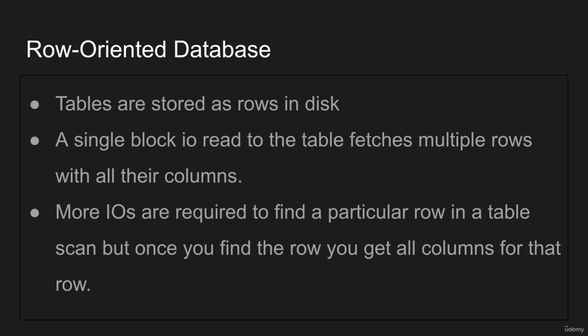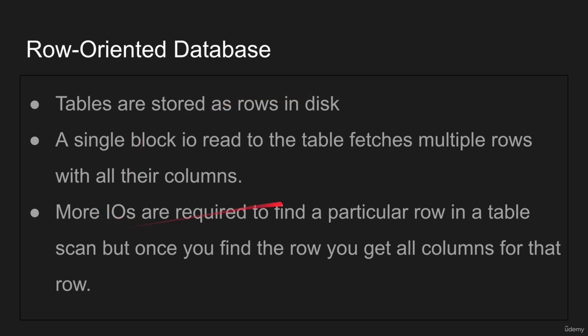So the act of doing one IO can give you 5 rows, and not just those 5 rows, but all their columns and all their values. So whether you want them or not, you're going to get everything. You're going to get all the columns. So think about that.